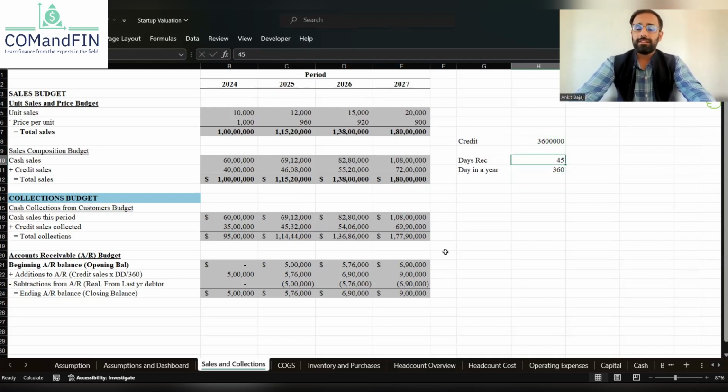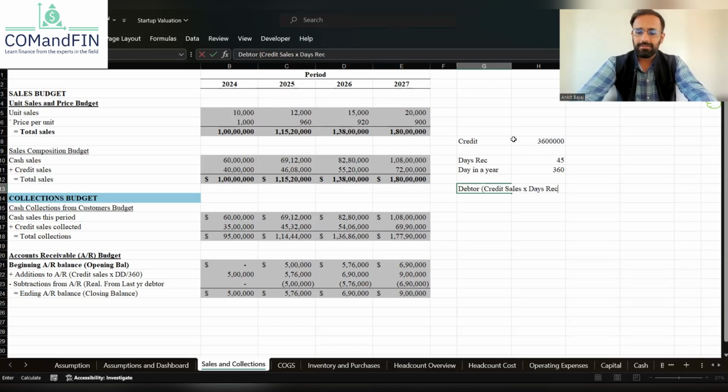Now, since days receivable is given as 45 days, it means that the company provides credit for 45 days, and this amount the company will receive in the coming year, right? So if I want to find out the debtor balance, as we have already discussed, I will take the credit sales amount and multiply it with days receivable, and I will divide this value by 360.